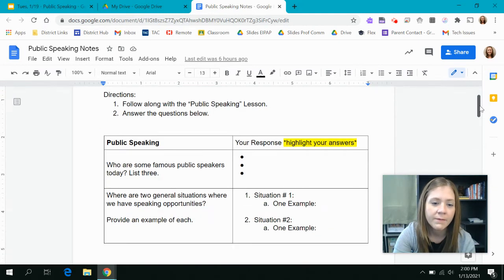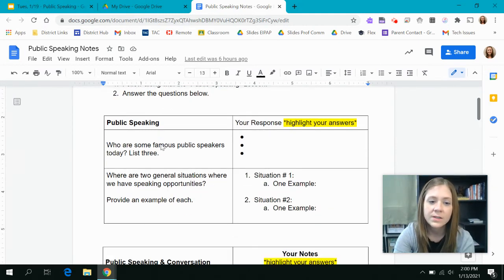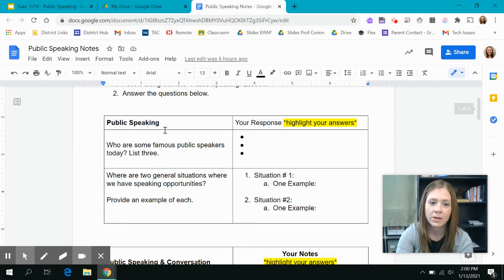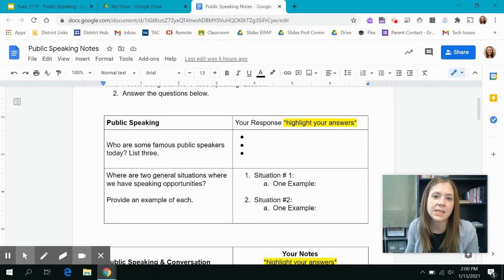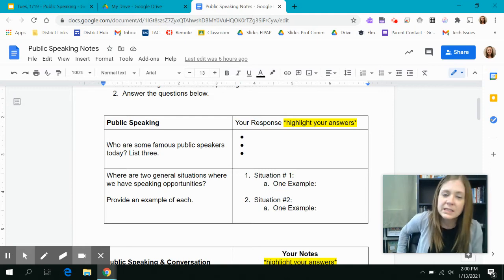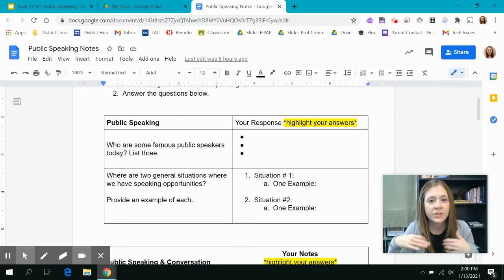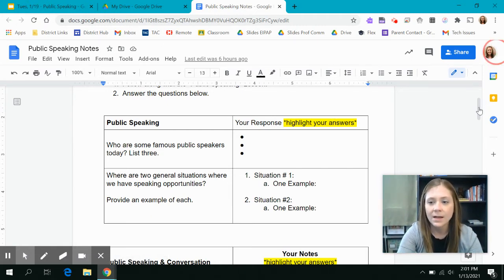So you have questions on the left-hand side column that follow the different topics that you'll see in the presentation about public speaking. And then on the right-hand side, you're going to write your answers that you have found in the presentation, and you're going to highlight your answers. So everything that you type should be on the right-hand column, and it should also be in a different color. So it's really easy for me to see where you have answered, what you've come up with, and I'm not instead digging through a bunch of font to try to figure out what's yours and what's not. So that is what the notes look like.